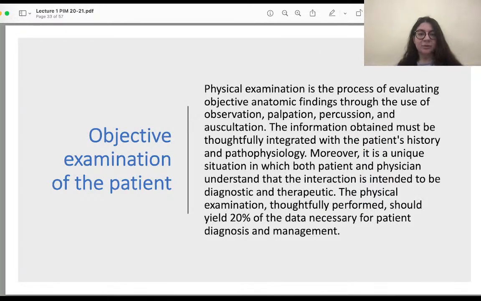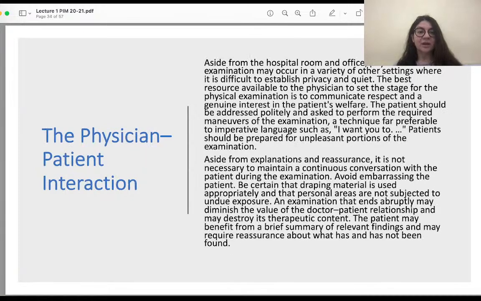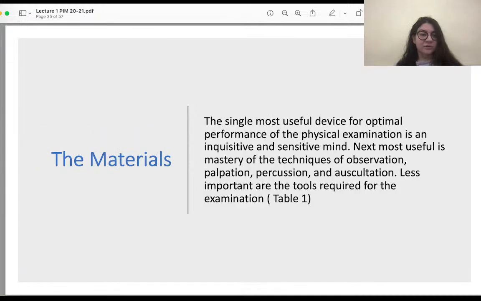Physical examination is a process of evaluating objective anatomic findings through the use of observation, palpation, percussion, and auscultation. The information obtained must be thoughtfully integrated with the patient's history and pathophysiology. Moreover, it is a unique situation in which both patient and physician understand that the interaction is intended to be diagnostic and therapeutic. The physical examination, thoughtfully performed, should yield 20% of the data necessary for patient diagnosis and management. It is objective 2. The material.